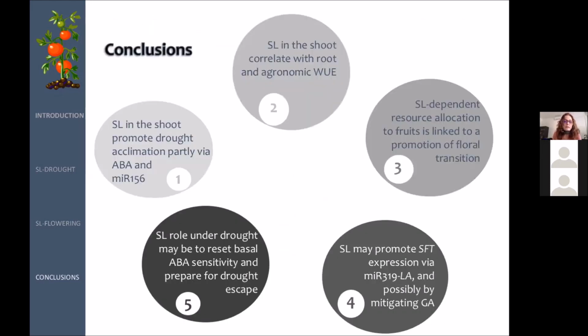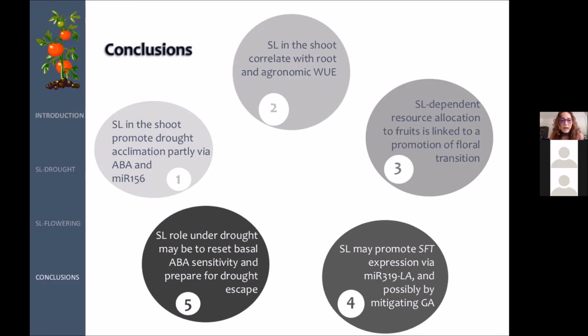That will sound like this. We've seen that strigolactones in the shoot promote drought acclimation partly via ABA and a microRNA called 156, and that strigolactone levels correlate with root and agronomic water use efficiency in tomato, and that the strigolactone-dependent resource allocation to fruits seems to be linked to their effects on the promotion of floral transition.